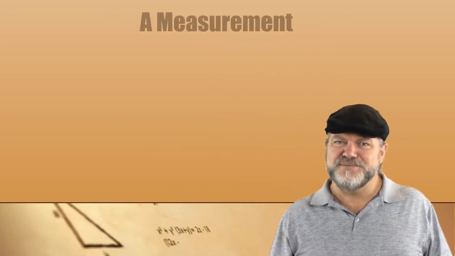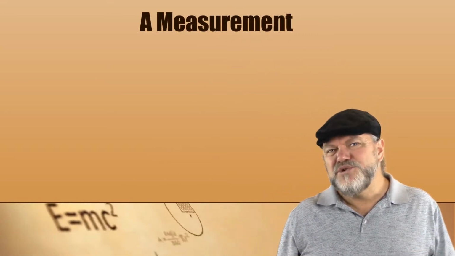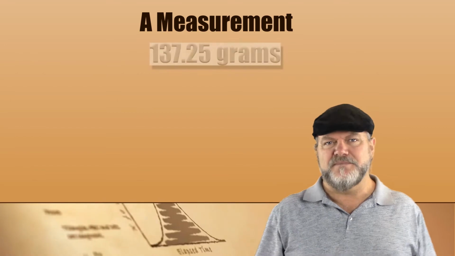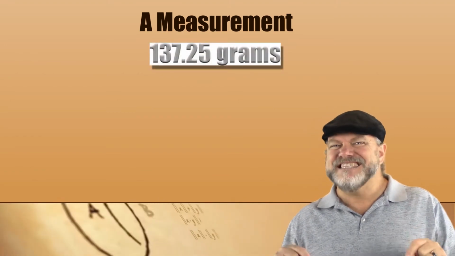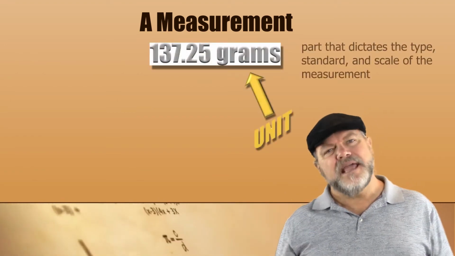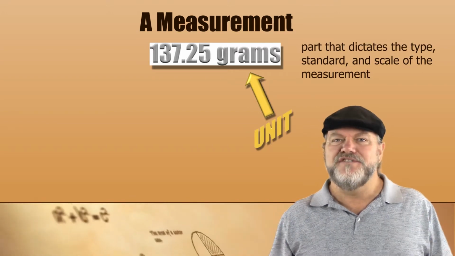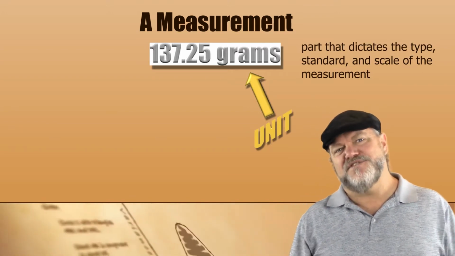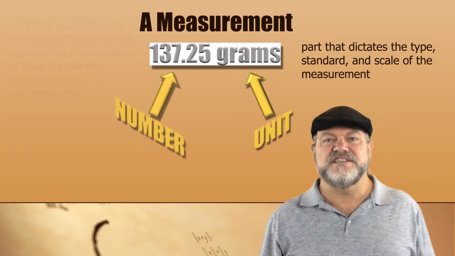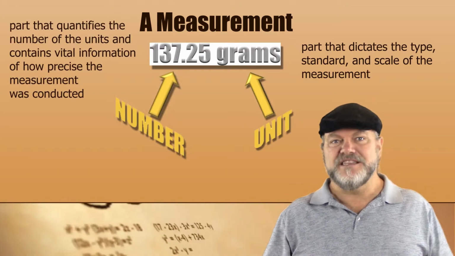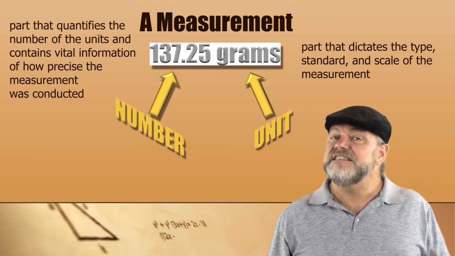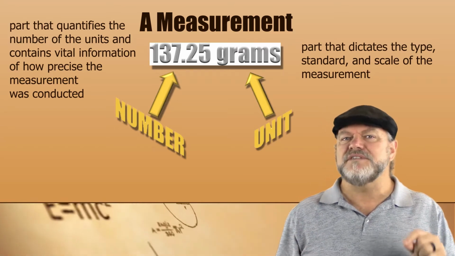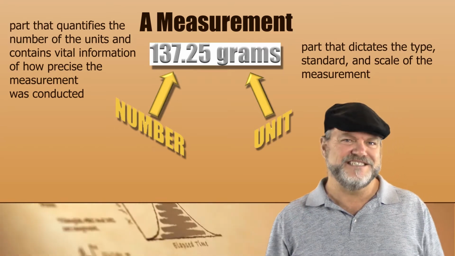Folks, in this lecture, we delve into the fundamental kernel of scientific information called a measurement. A measurement has two important pieces. The first part of the measurement we identify is the unit, which dictates the type, standard, and scale of the measurement. The second piece of the measurement is the number, which tells us how many units were used in the measurement and contains the vital information of how precise the measurement was conducted.